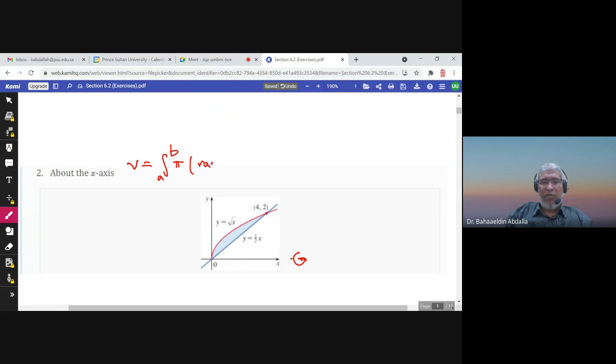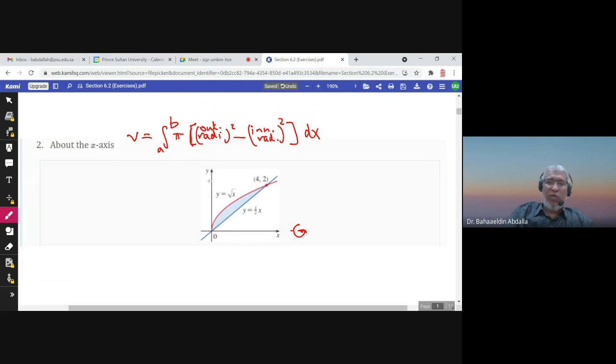outer radius squared minus inner radius squared dx. So instead of radius squared, we have outer radius and inner radius, because now, for this rectangle, this would be the rectangle, to find the length of this rectangle, we have to subtract these two quantities.